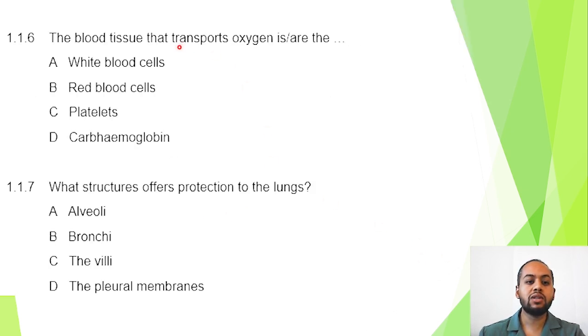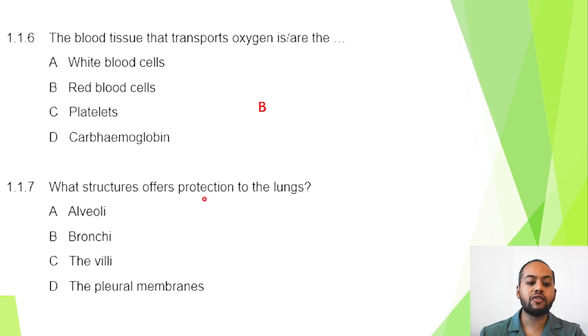The blood tissue that transports oxygen, is it white blood cells, red blood cells, platelets, or hemoglobin? So we are transporting oxygen. Remember that oxygen is going to be transported in the form of hemoglobin, and it's going to be transported in red blood cells. Therefore, the correct option is B.